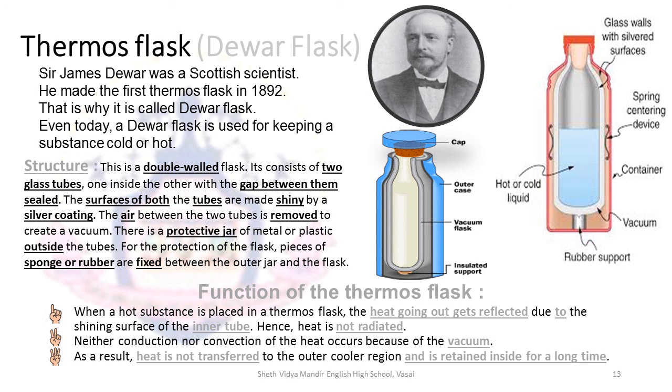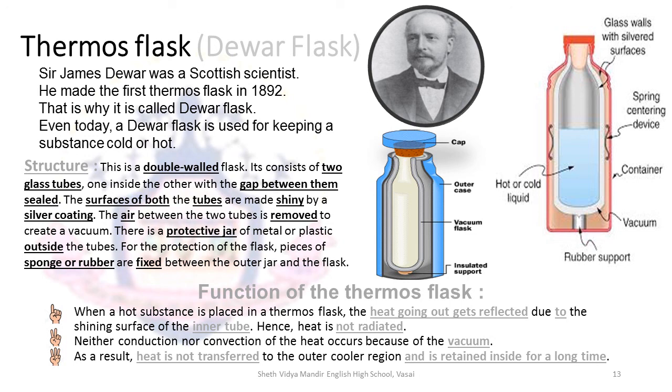We know that radiant energy gets reflected by a shiny coating. So silver coating is a good one to reflect the radiant heat. Now the air between the two tubes is removed to create a vacuum. Now if air is removed and there is a vacuum, it means there is no medium, so conduction and convection will not take place.